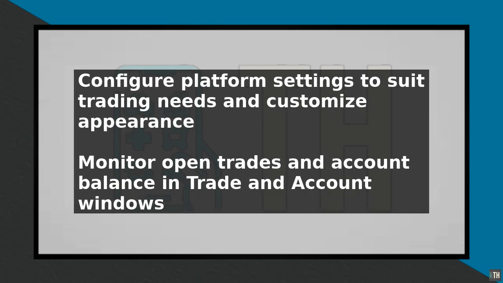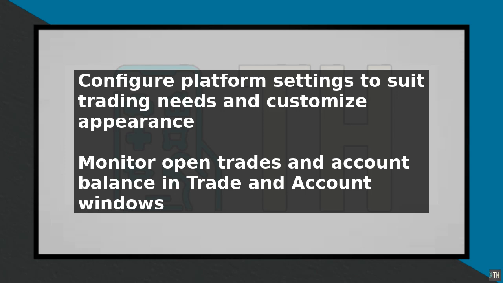It is essential to configure the platform settings to suit your trading needs. You can do this by clicking the Settings button and selecting the desired options, such as the language, time zone, and data feed. You can also customize the appearance of the platform by selecting different themes and colors.